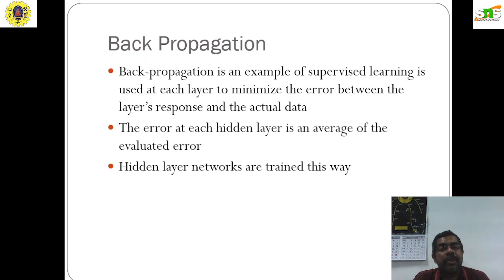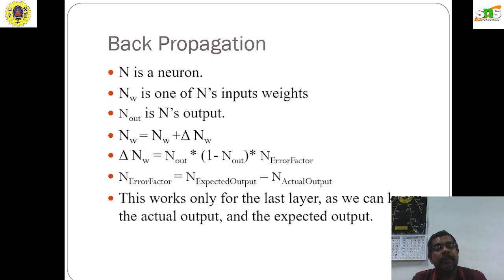Back propagation is an example of supervised learning, which is used at each layer to minimize the error between the layer's response and the actual data. The error happening in the hidden layer, we have to take an average of and evaluate the errors. The hidden layer networks are trained this way. So these are the parameters behind back propagation.